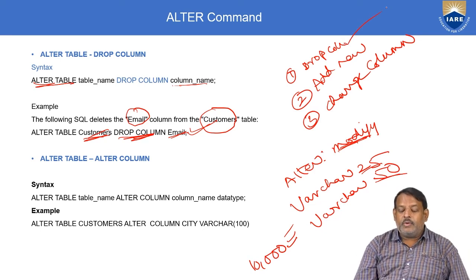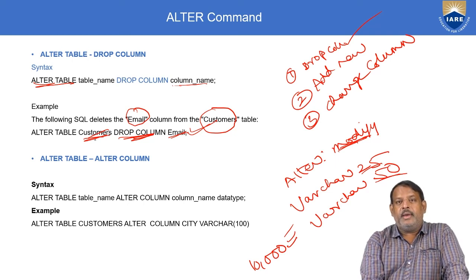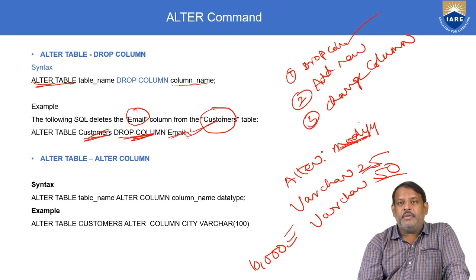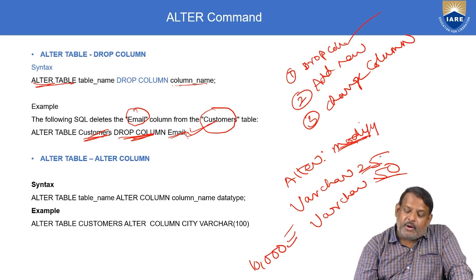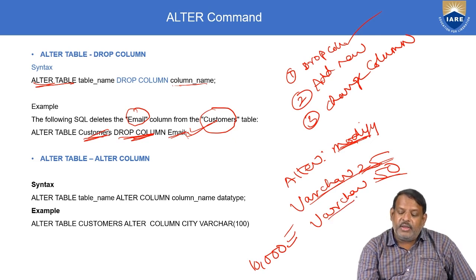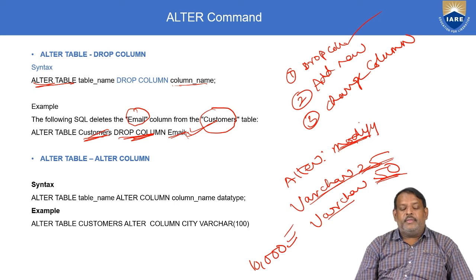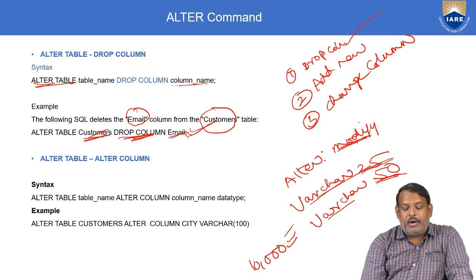Now we have seen the command to drop a column. To drop a column, we have to use the command alter table name, drop column email. Now this column is dropped. Now we'll see this example. In this example, my column is storing varchar of 25, and now I want to make it varchar of 50. That means I already have a column, but I want to change its properties. In order to change the properties, we have to use the command called alter.